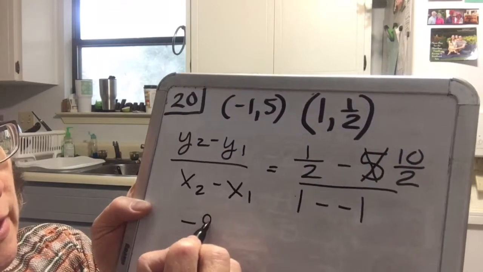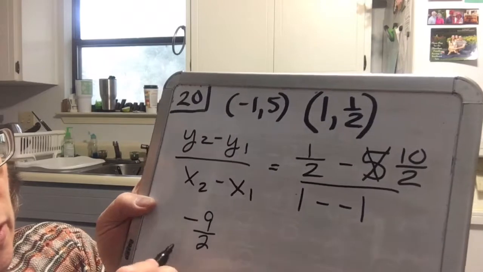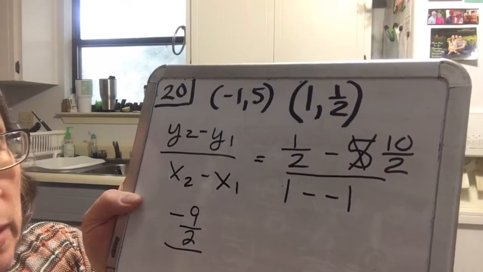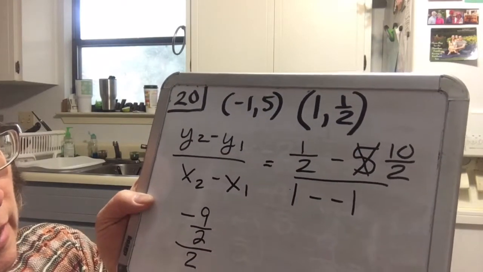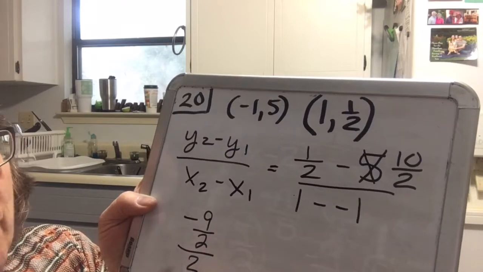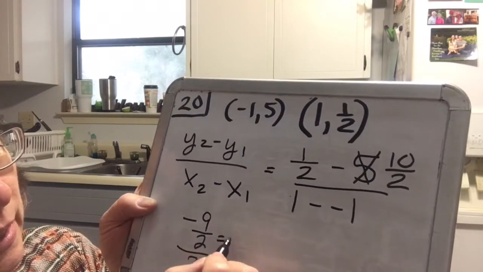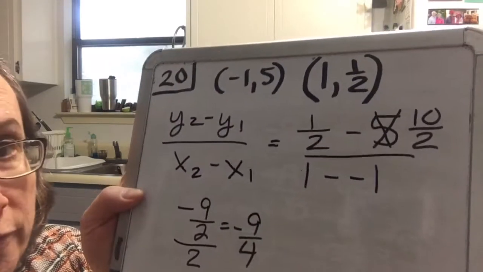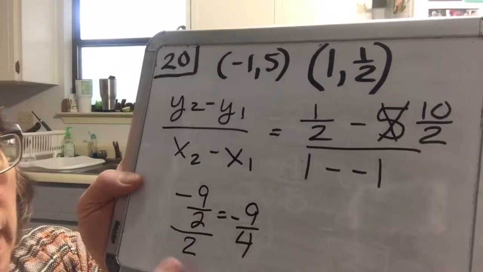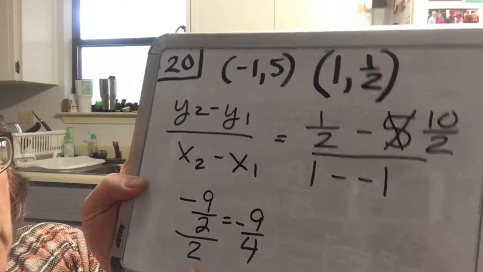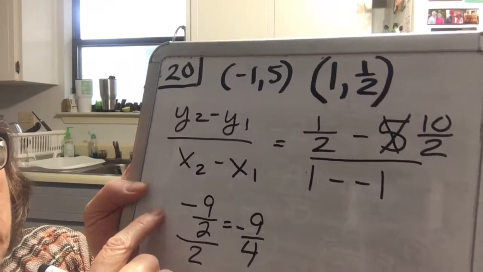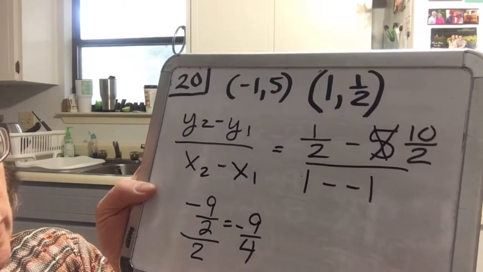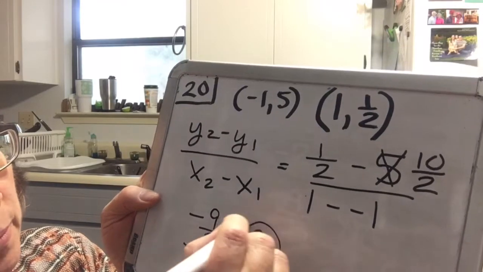So I get -9/2 over a 1 plus a 1, which is a 2. And then -9/2 divided by 2 again is going to be -9/4. Remember, when you divide by a fraction, it's the same thing as multiplying by the reciprocal. So -9/2 times 1/2 is -9/4. So this is my slope.